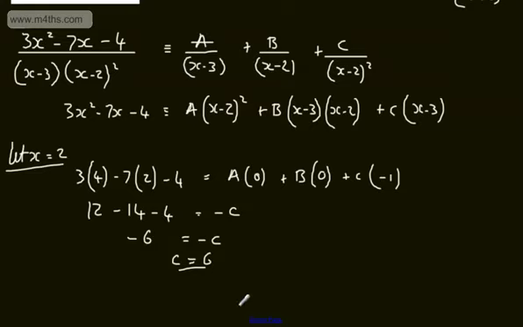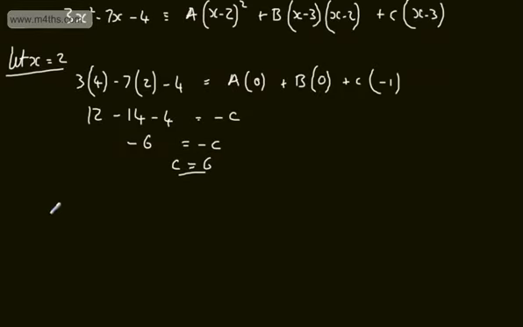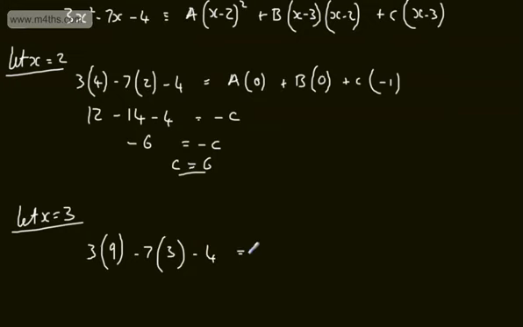Let's now let x be equal to 3. So now if we let x be equal to 3, over here we're going to have 3 lots of now 9, minus 7 lots of 3, minus 4. Now if on the right hand side I sub in x is 3, we're going to have a. So 3 minus 2 is 1, 1 squared is 1, plus b, if I sub in with 3 I'm going to get 0, plus c, sub in for 3 is 0.